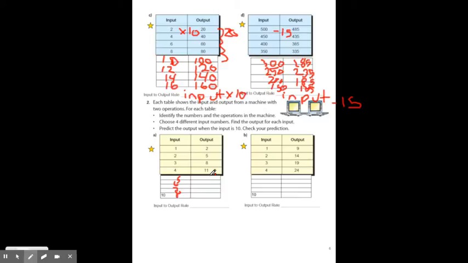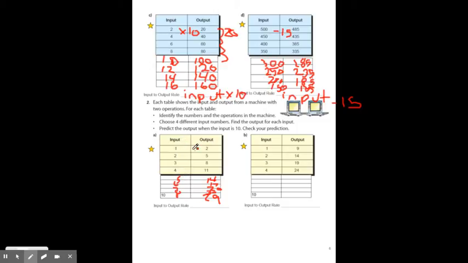And then we would just keep filling in for your outputs, right? So it looks like it's going up by 3. So 14, 17, 20, 23. And then I'm going to do 29 because I know I didn't have a 9 in my table. Now I'm going to figure out my input to output rule.